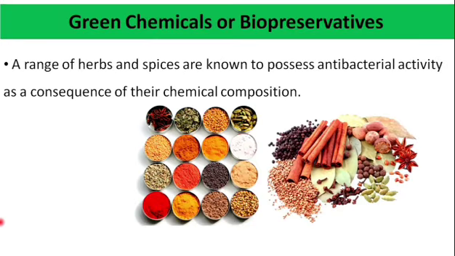Also, many plants contain compounds that have some antimicrobial activity, collectively referred to as green chemicals or biopreservatives. Interest in naturally occurring antimicrobial systems has expanded in recent years in response to consumers' requirements for fresher, more natural, additive-free foods. A range of herbs and spices are known to possess antibacterial activity as a consequence of their chemical composition.